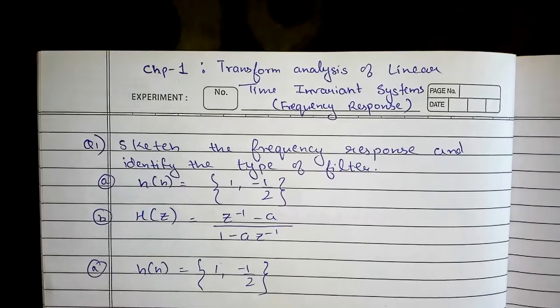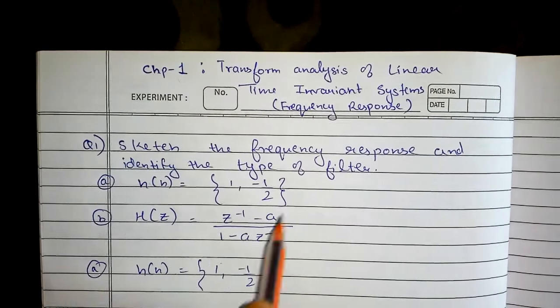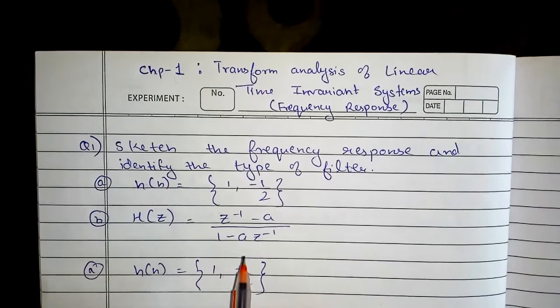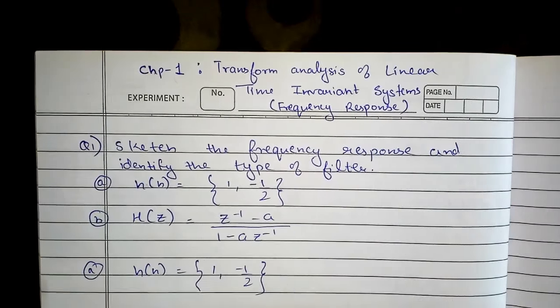So let's look at the question. h of n equals 1, comma, minus half. This is given to us. So the first step is to find H of z. You have to find H of z.